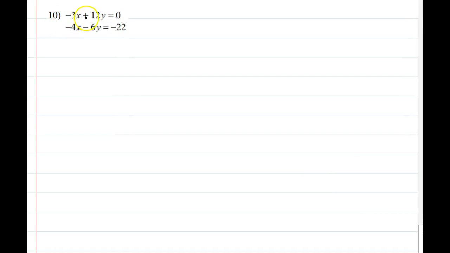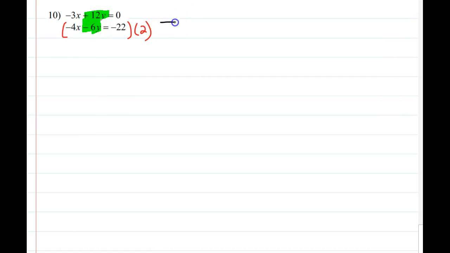Alright, so number 10, we're solving by elimination again. And again, we don't have opposites. I'm going to work with the y's. And the reason I'm working with the y's is because I have one that's positive and one that's already negative. And I only have to multiply the bottom equation instead of both equations. So I'm going to multiply the entire equation on the bottom by 2. That'll make that negative 12, and those will go away.